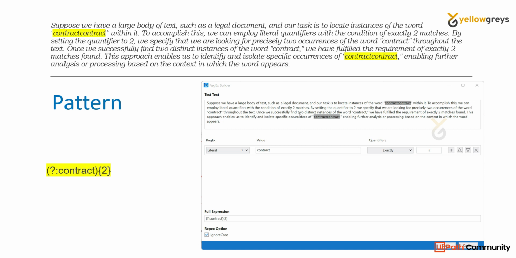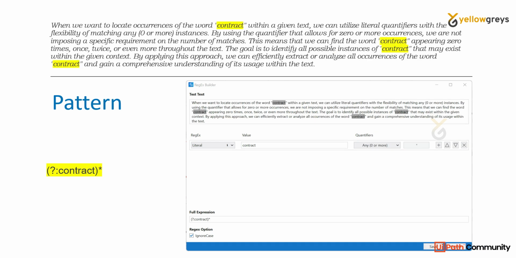Here you can see the regex builder window, and I chose the regex literal, the value contract, and the quantifier exactly 2. You can find the difference between the previous screen and the current screen, and the pattern it generated is contract, and the quantifier is 2. This is called the quantifier exactly 2. Moving on to the next one.